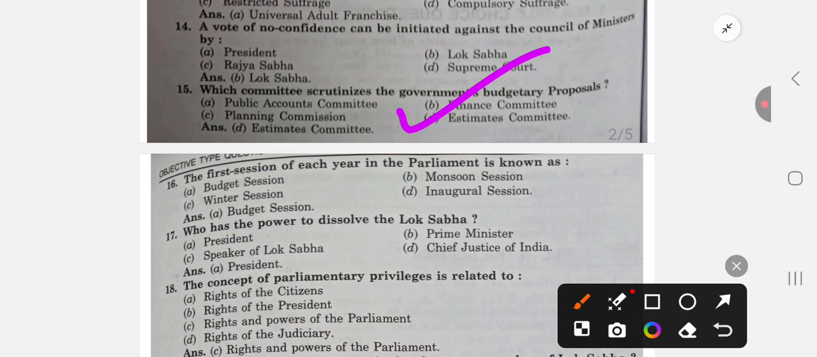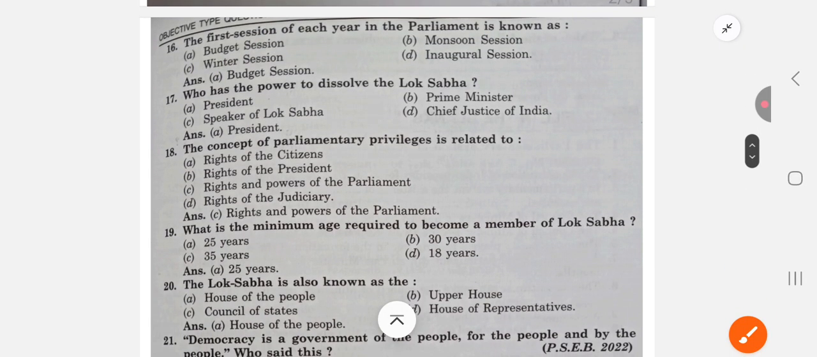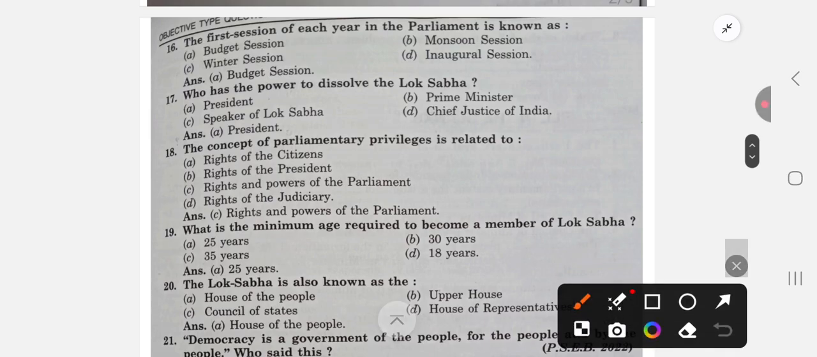The first session of each year in the Parliament is known as budget session each year, but when a new Parliament meets, new Lok Sabha, it is inaugural session. So our answer is budget session every year.